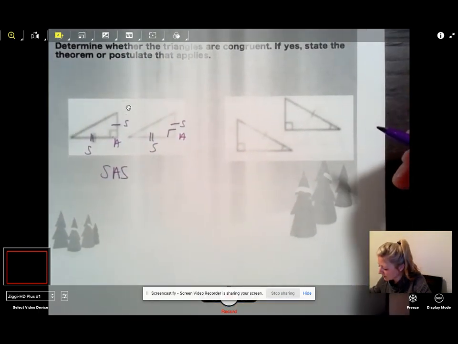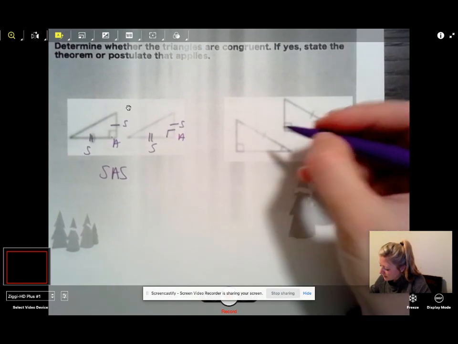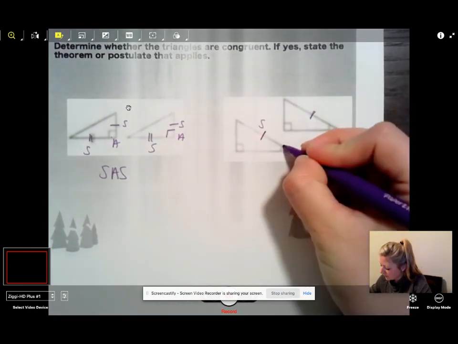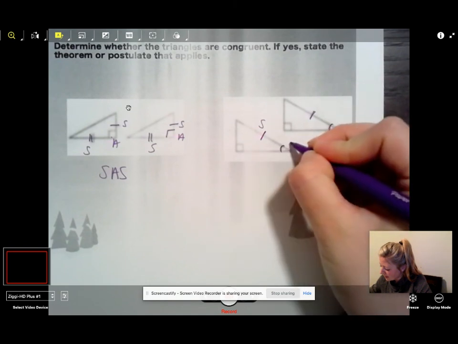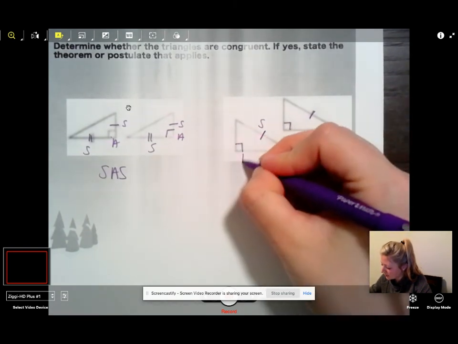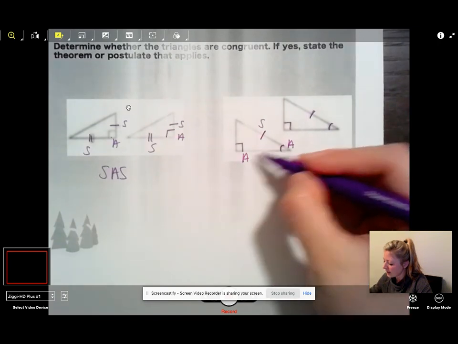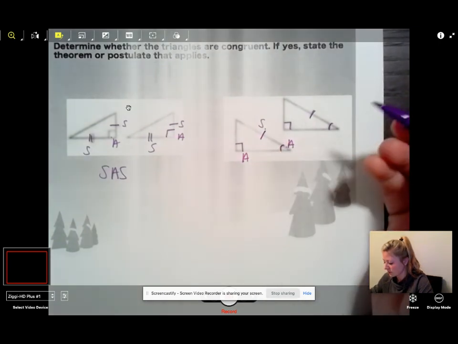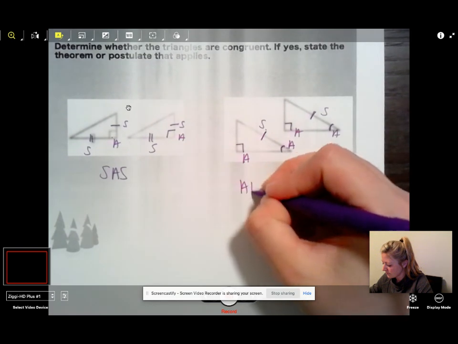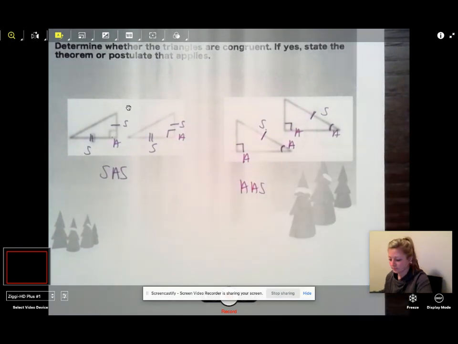Our next one here, let's look. We have a tick mark and a tick mark, so that's a side. We have an arc mark and an arc mark, so that's an angle. And then we have a right angle and a right angle for another angle. So if I look, angle, angle, side, and just to make sure it works over here, angle, angle, side. So we are good to go.